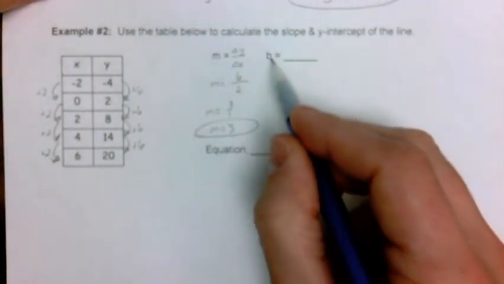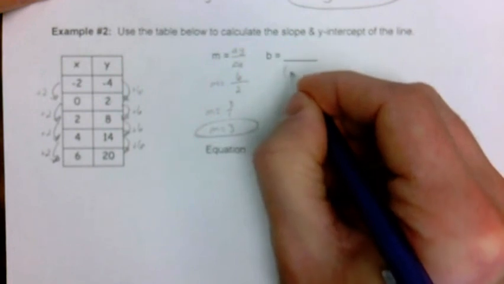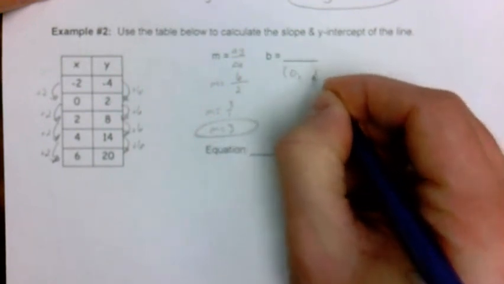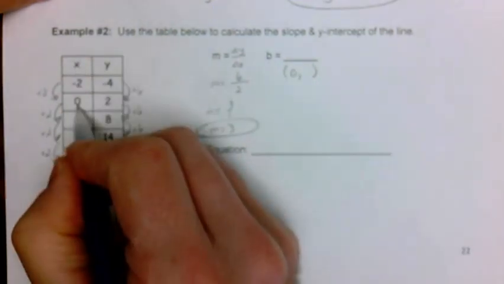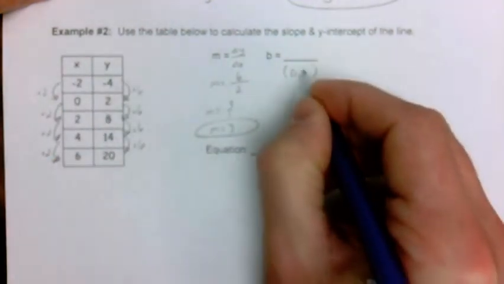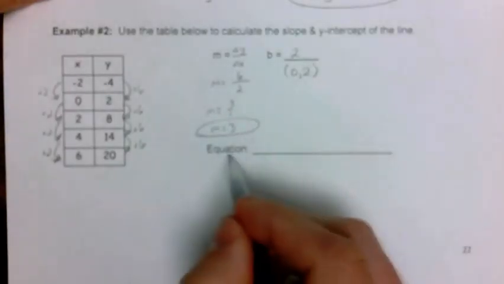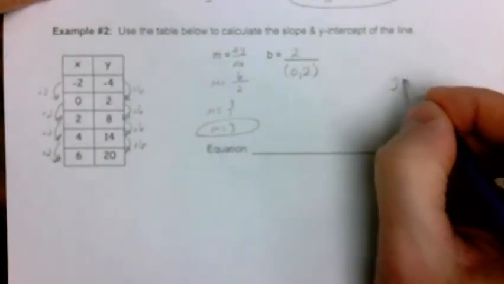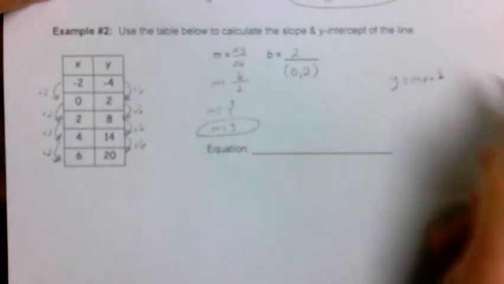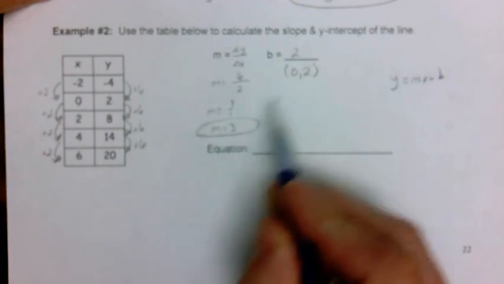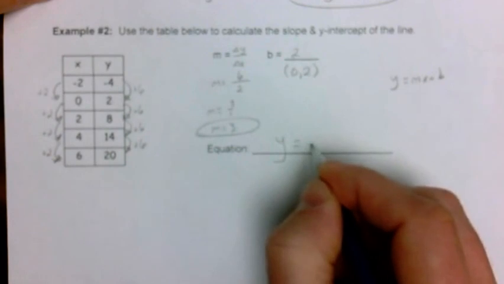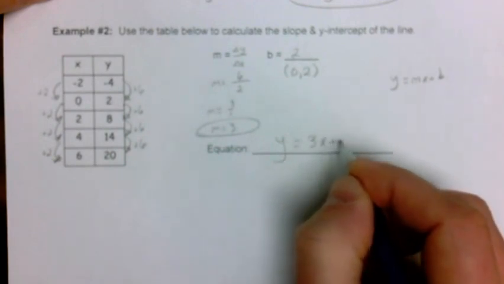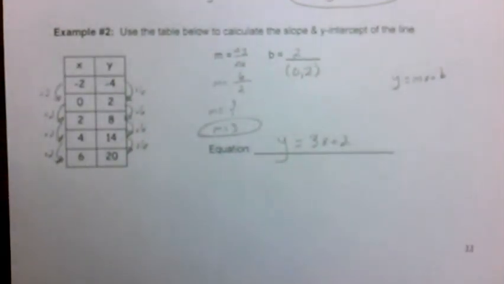For b, remember that your y-intercept is always found at a point of 0, comma something. Your x-coordinate is 0. So in your table, find where x is 0, and that's going to give you the value of b. B in this case is 2. So our equation, when we write it, is y equals mx plus b. Our slope m is 3. Our y-intercept value is 2. So the equation of this table is y equals 3x plus 2.